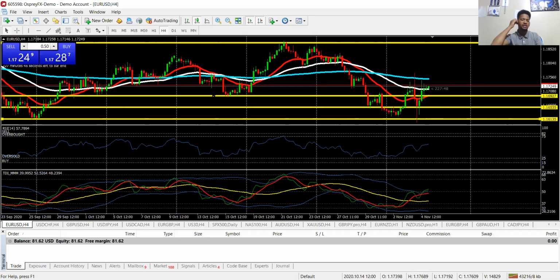So another thing to keep in mind when you are using resistance and support is you're looking for the rejection. So you see how it shot down here, and then it was kind of stagnant, and then it shot back up. So it pretty much rejected. It kept trying to push down, but it just couldn't.